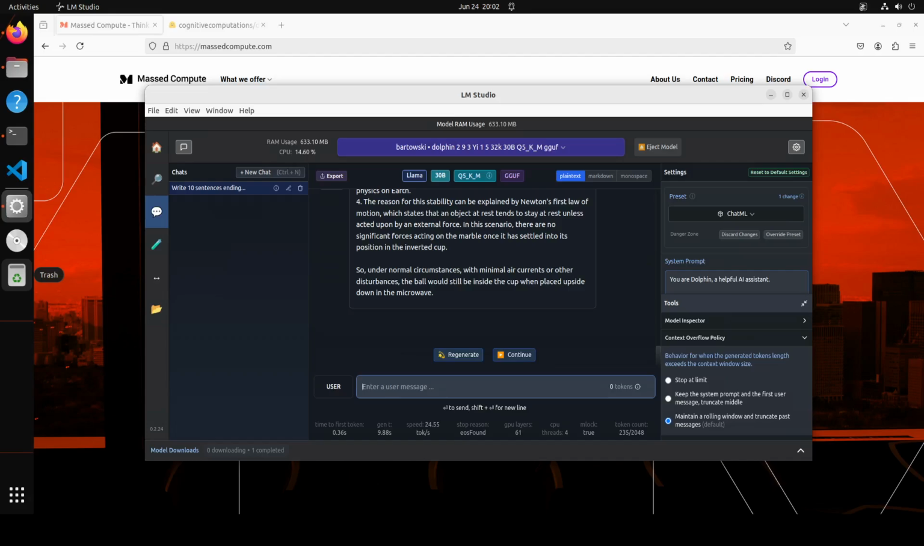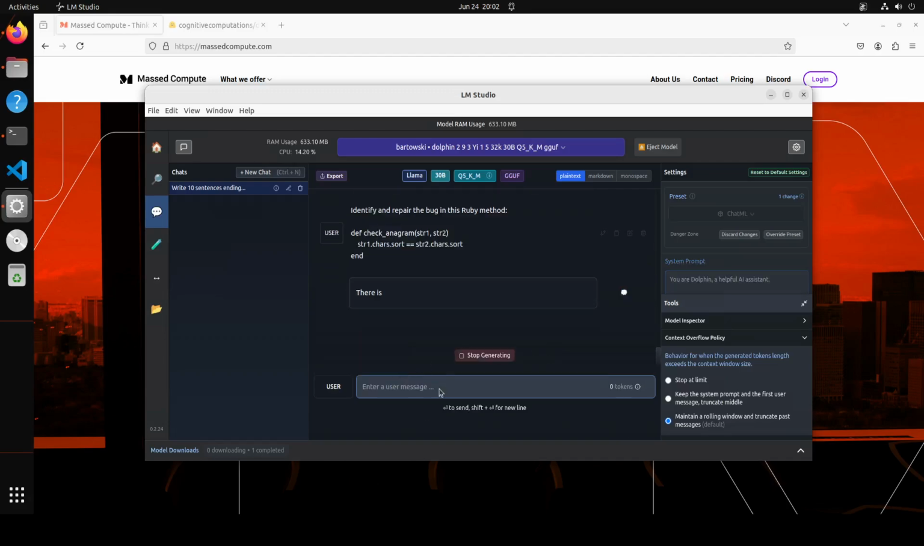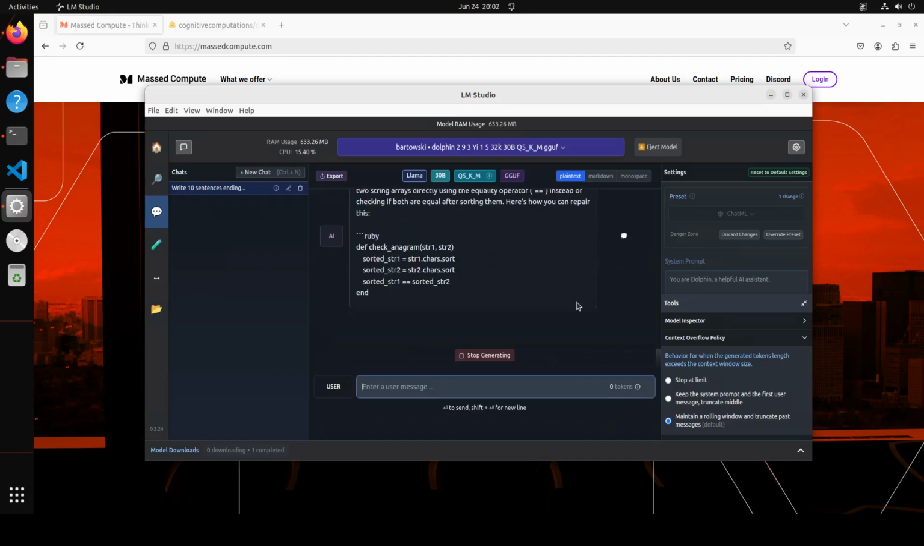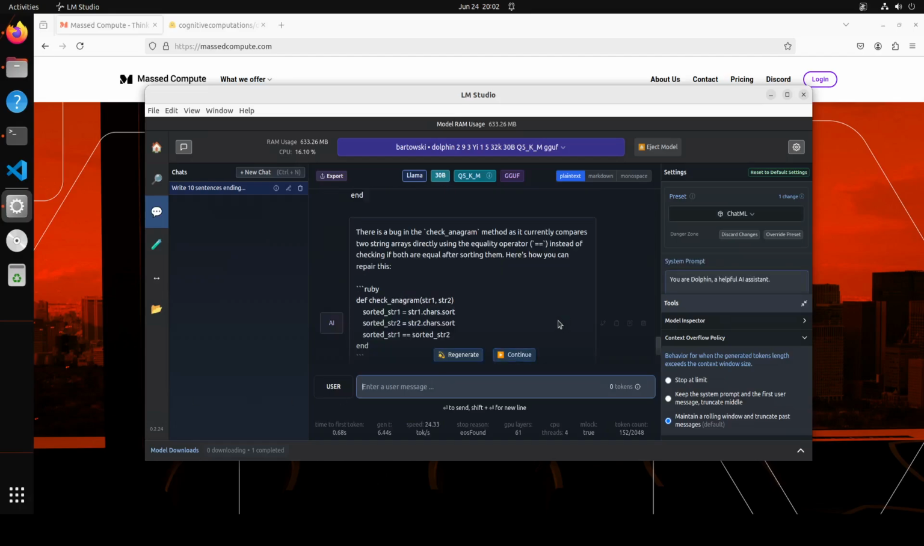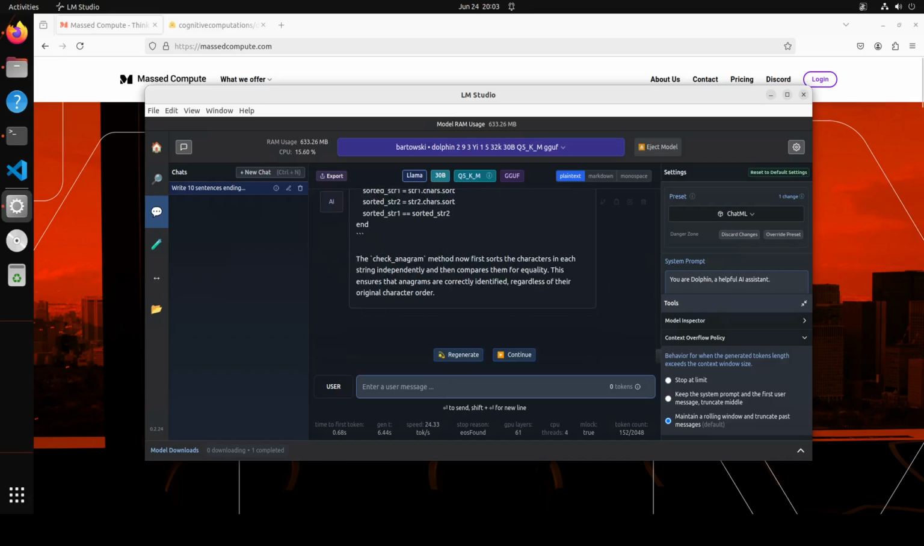Let's try to ask it a coding question. In the first coding question, I'm asking it to identify and repair the bug in this Ruby method. Let's see if the model is able to understand Ruby. Correct. Yeah, that is totally correct. Let it finish. That is done. If I scroll above, there is a bug in the check anagram method as it compares. So it is telling us what is wrong with it, and then we can repair it like this. And towards the end, it is also giving us the synopsis of the code, which is awesome.